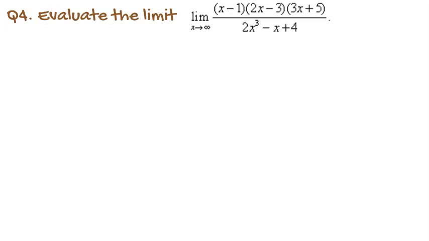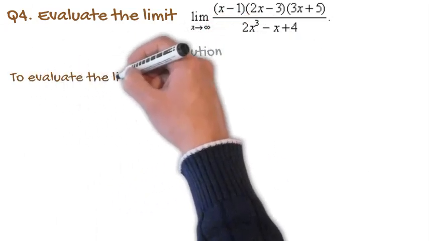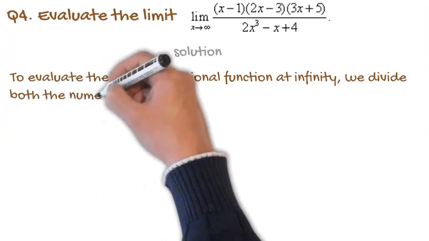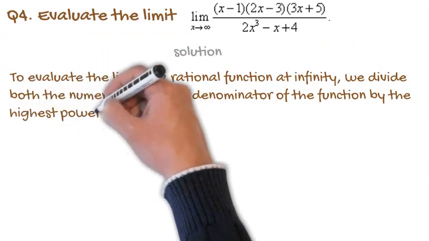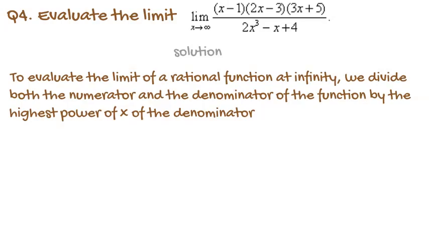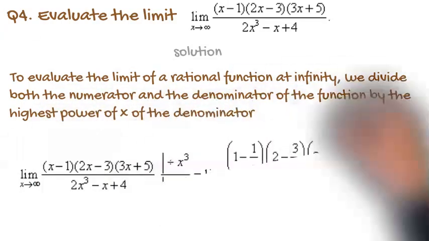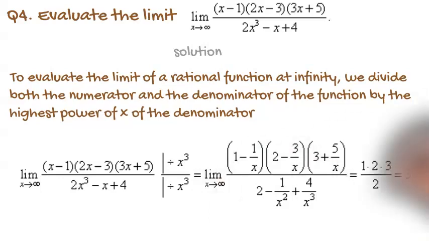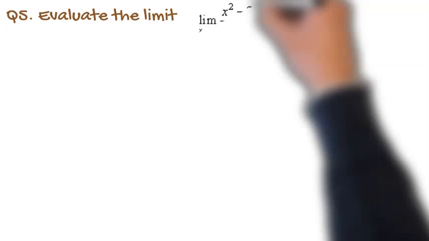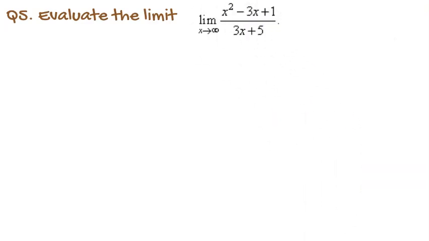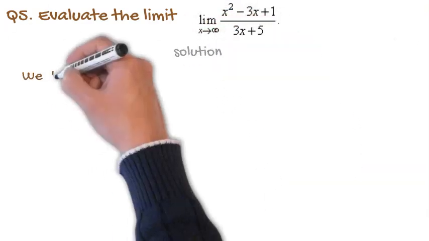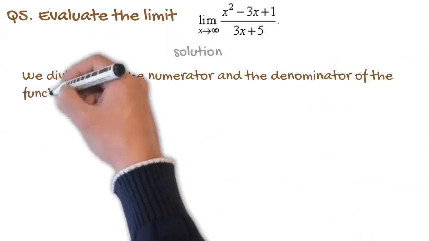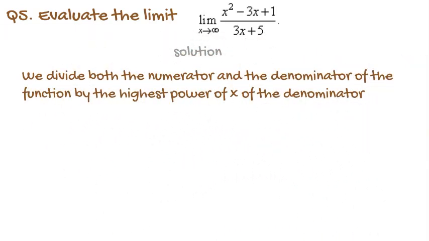Evaluate the limit. To evaluate the limit of a rational function at infinity, we divide both the numerator and the denominator of the function by the highest power of x of the denominator.